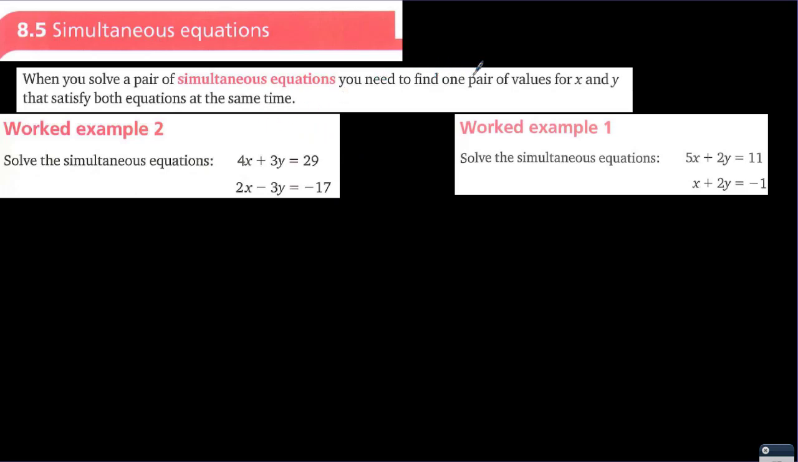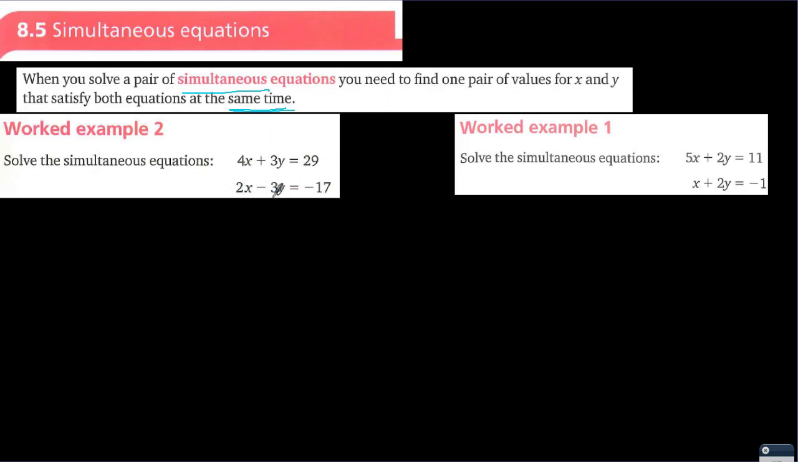You need to find the one pair of x and y values that satisfy both of the equations at the same time. So in the definition of simultaneous we have the words "at the same time", which means they have a common solution at the same time. The method that we are going to use is called the elimination method.